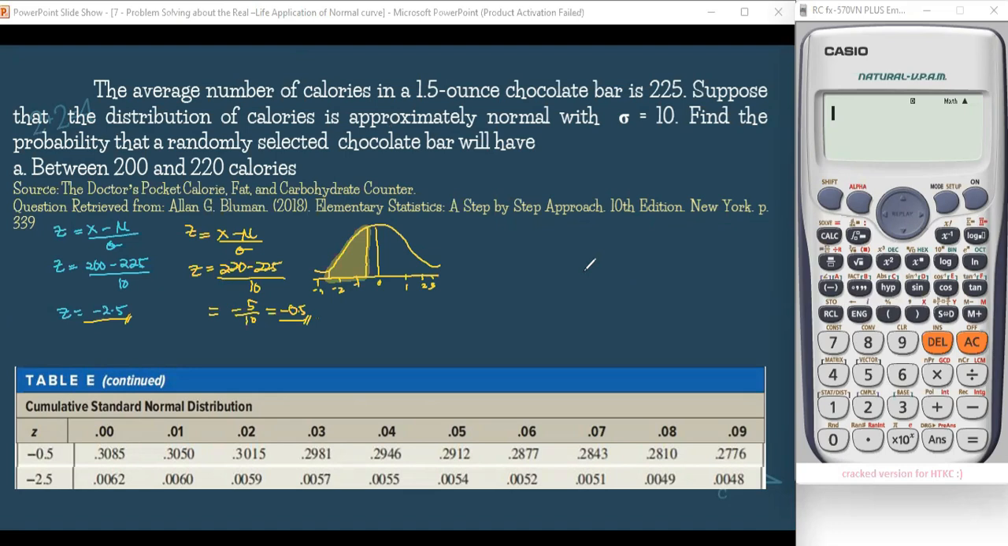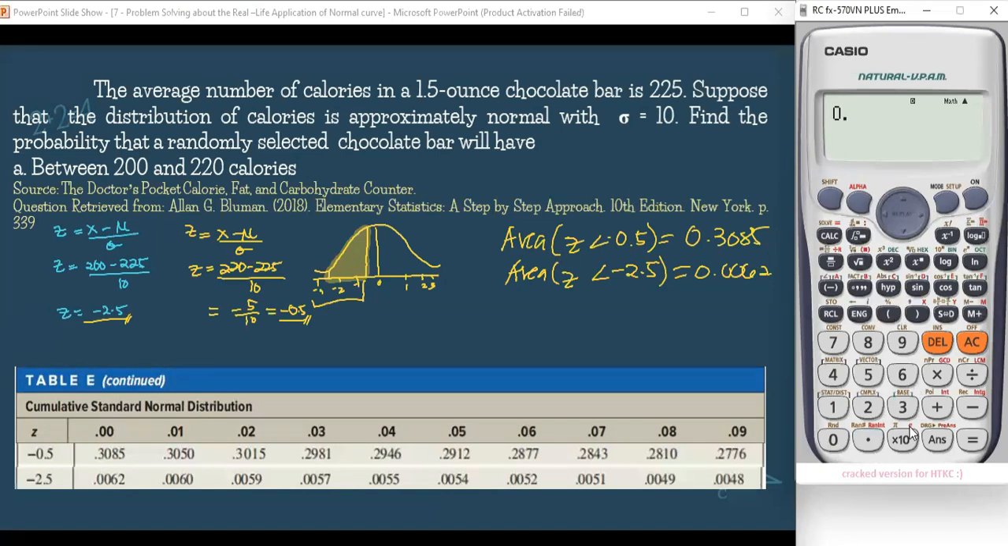So looking through our table, the area po of negative 0.5, yung area niya daw po, area of z to the left of negative 0.5 is equal to 0.3085. And the area naman po of z less than negative 2.5, that is 0.0062. So now using our calculators, we have 0.3085 minus 0.0062. That is equal to 0.3023.